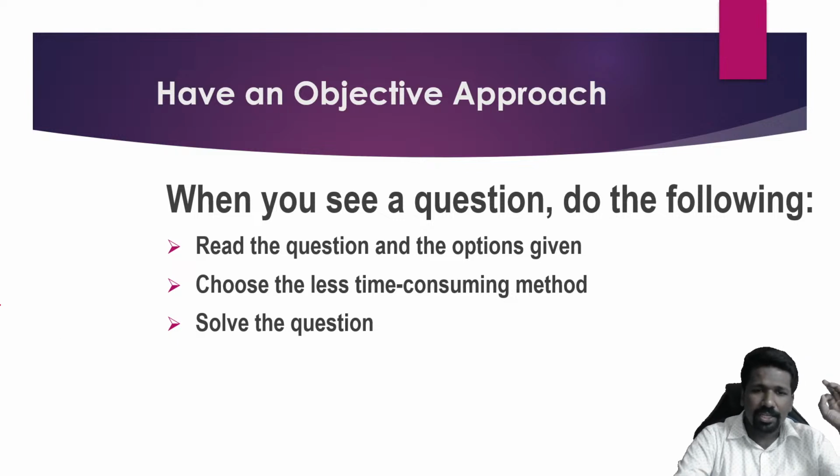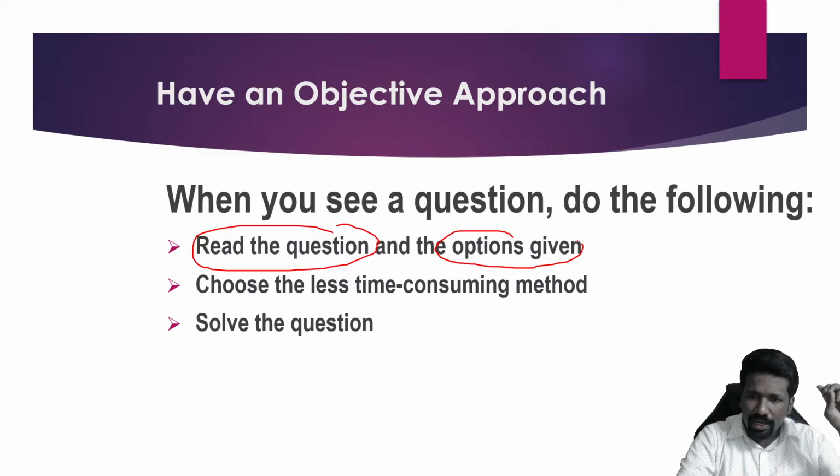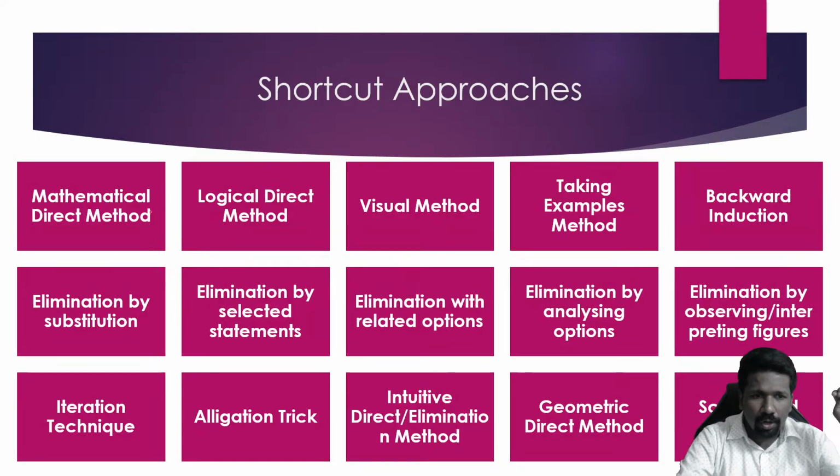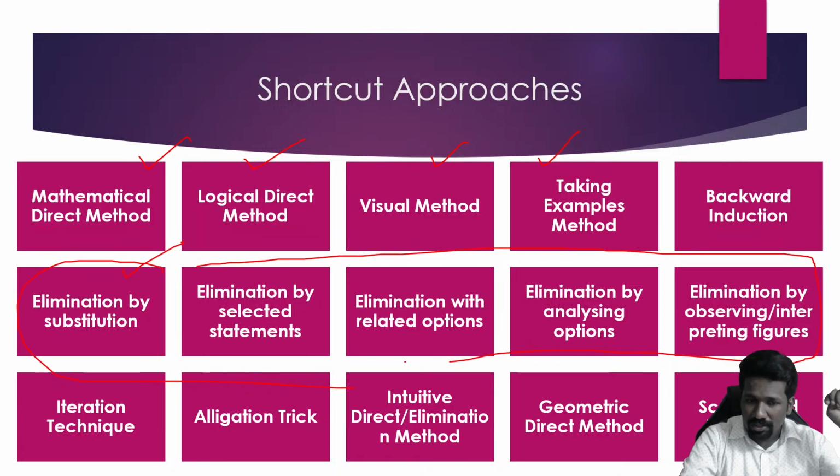So the basic idea is, when you read a question, don't read only till the question mark. Read all 4 options also. Then only you can choose the least time consuming method. There are 15 shortcut approaches for doing aptitude questions. Elimination, many of you are familiar, but do you know that there are at least 5 ways of eliminating options faster? I will explain that today.